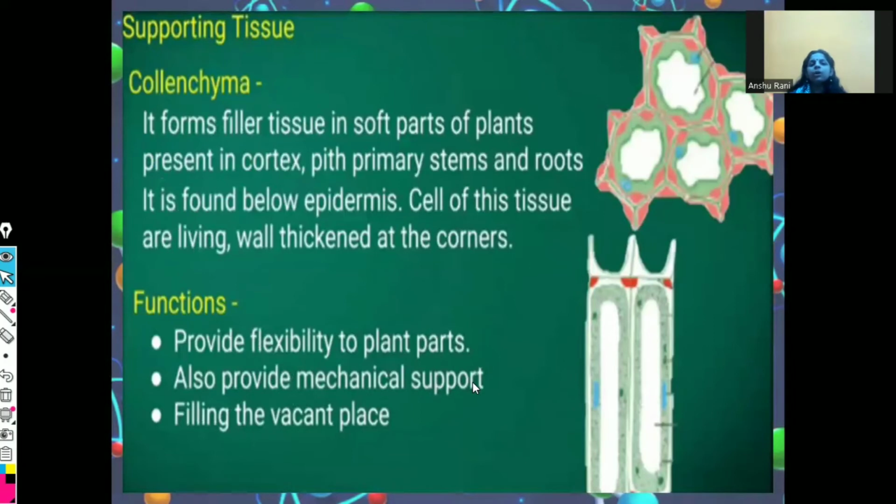Then you have collenchyma. Collenchyma provides flexibility to the different parts of the plant. It forms filler tissues in soft parts of the plant, present in the cortex within primary stem and roots. It is found below the epidermis. Cells of this tissue are living. They have thick walls at the corners. Its function is to provide flexibility to the plant. It provides mechanical support and it fills the vacant spaces present in the plant tissues.